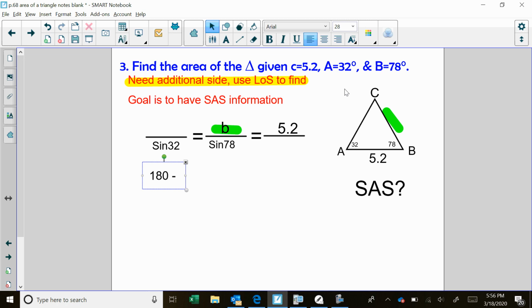180. Take away the two angles that we have. 78. I got to grab the calculator. 180. Take away 32. Take away 78. That gives us angle C over here at 70 degrees.